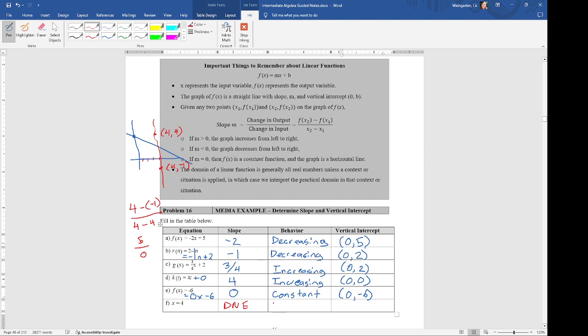The behavior is vertical. It's just a vertical line. The vertical intercept, is this ever going to cross the y-axis? No. So the vertical intercept also does not exist.